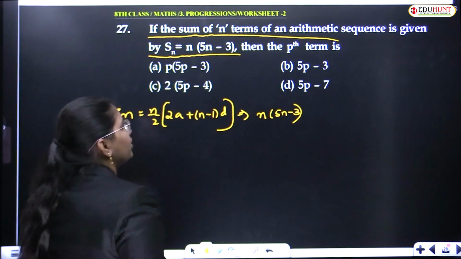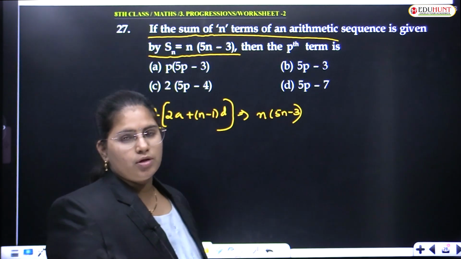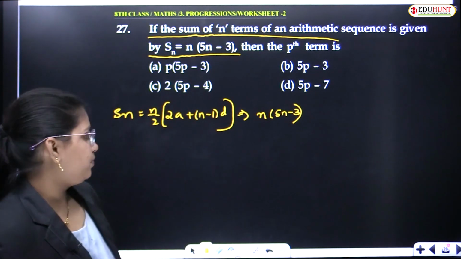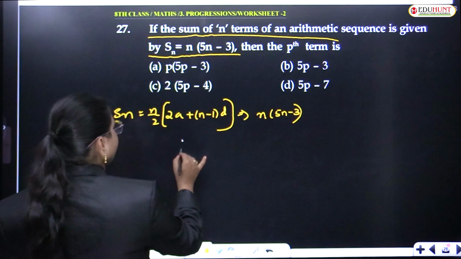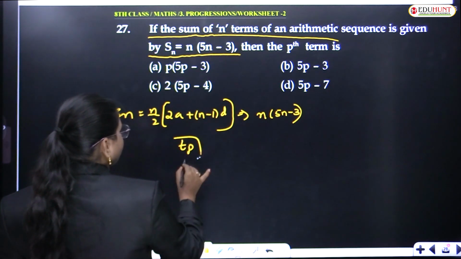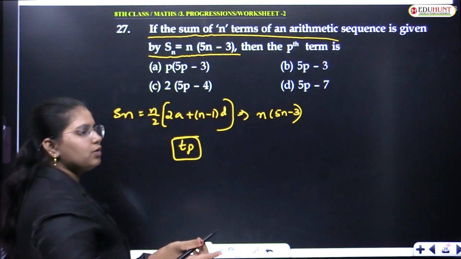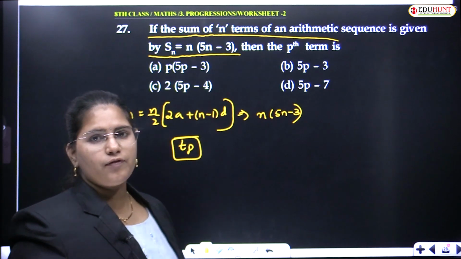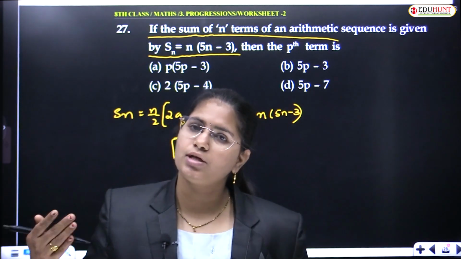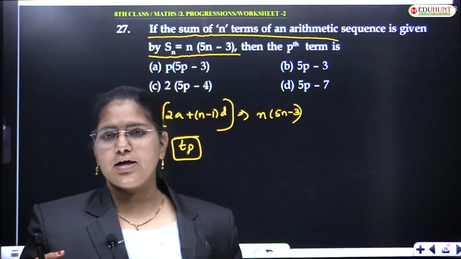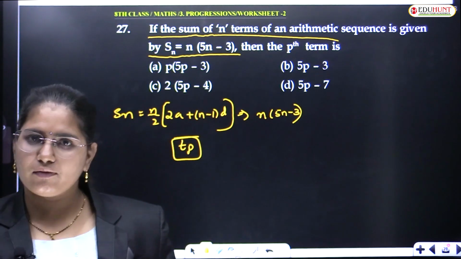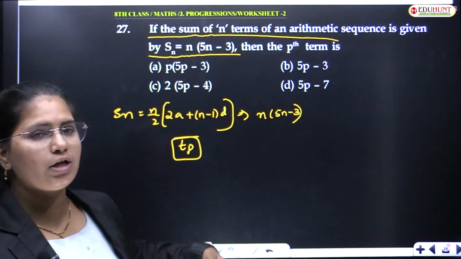Okay. Then the pth term. So what do you need to find? Tp. The pth term is nothing but Tp. Correct? If it is the nth term, you will represent it with Tn. Similarly, if it is the pth term, you will represent it with Tp. So first, let me calculate Tn so that you will know the value of Tp.